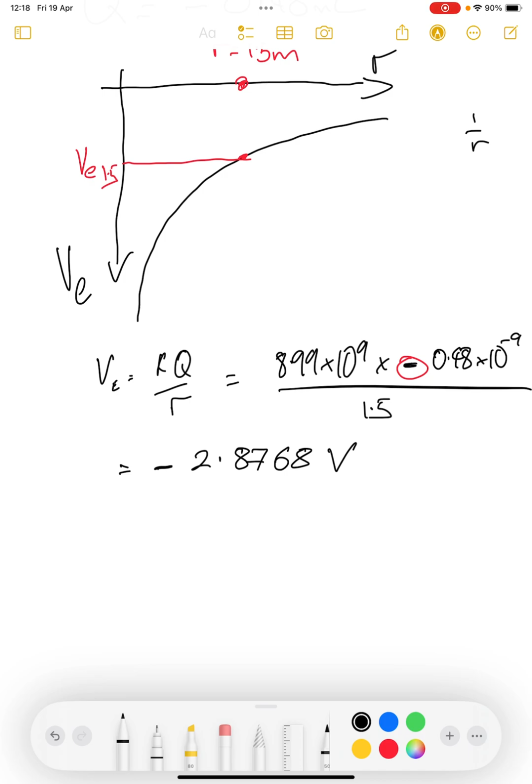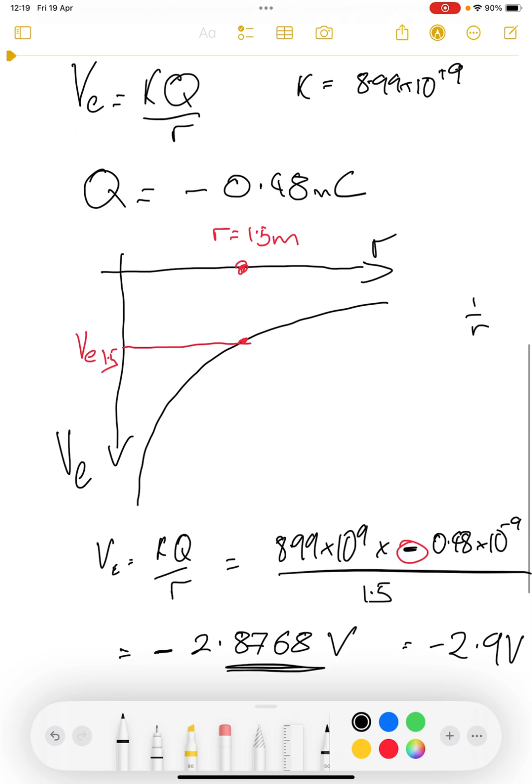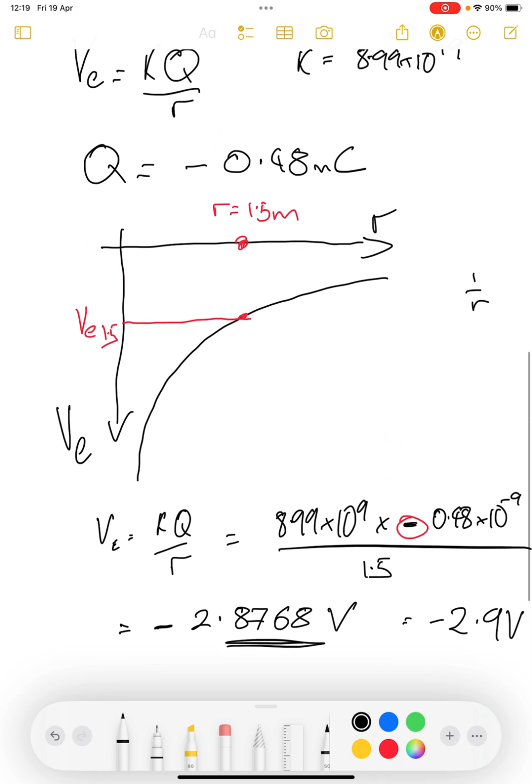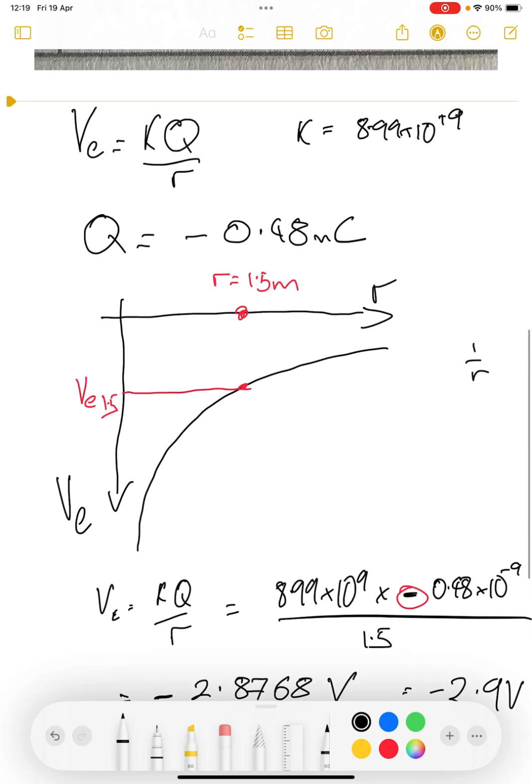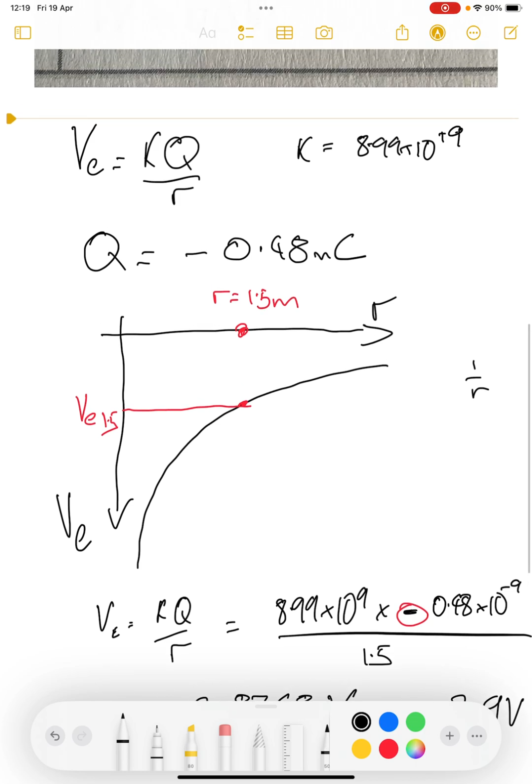The answer for that calculation is going to be 2 sig figs. I think everything in the book is 2 sig figs. So I'm going to write that as 2.9 volts, but I'm going to carry my calculation through with those extra digits just to be on the safe side. So this is just the potential around this 0.48 nanocoulomb charge. Okay, that's what we're thinking about.